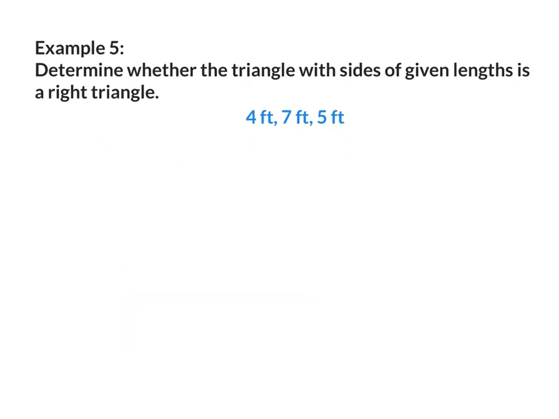Example 5. Determine whether the triangle with sides of given lengths is a right triangle. The first thing I'm going to do is label my side lengths. I know that the shortest side is side A and the longest side is side C. So since 4 feet is the shortest, that's going to be side A, and 7 feet is the longest, that's going to be side C. That means 5 feet is going to be side B. So now I'm going to write the Pythagorean theorem, which is a squared plus b squared equals c squared.